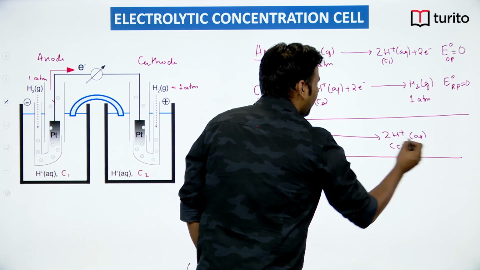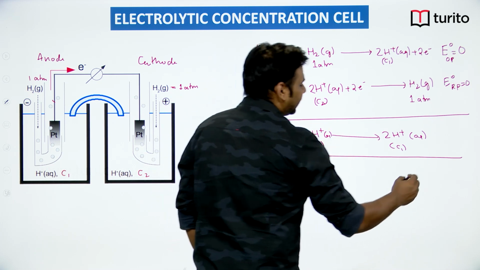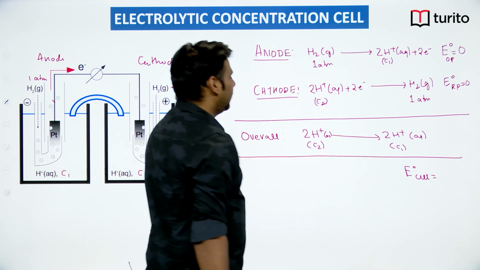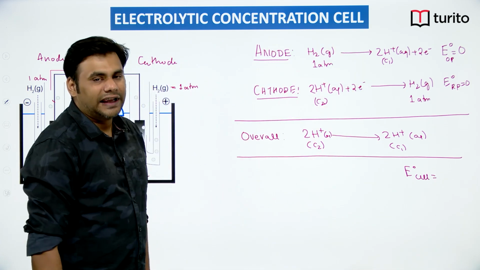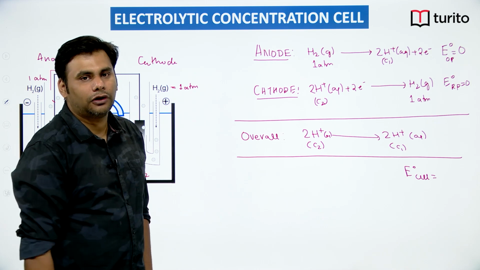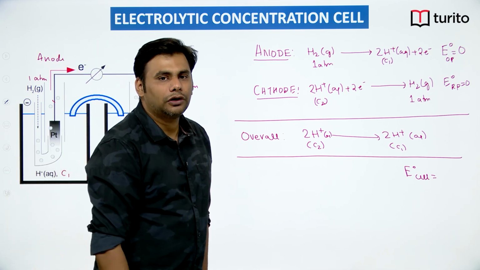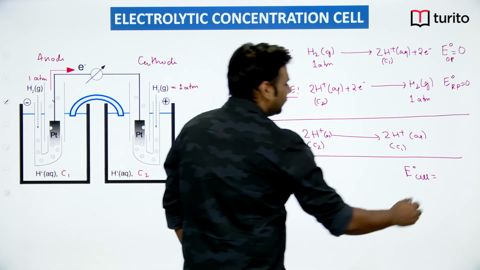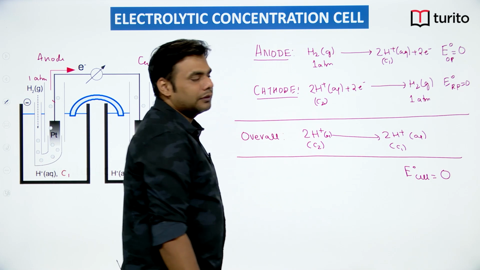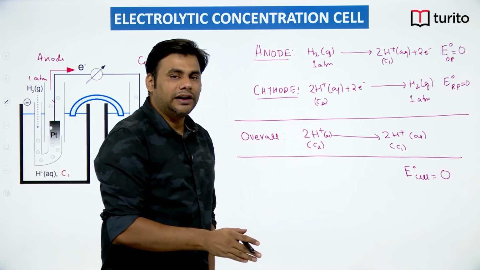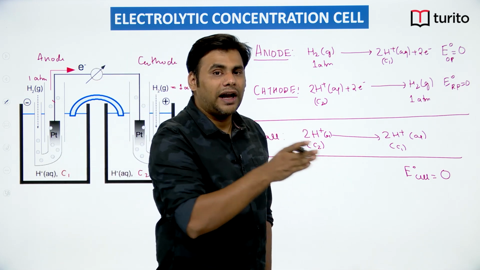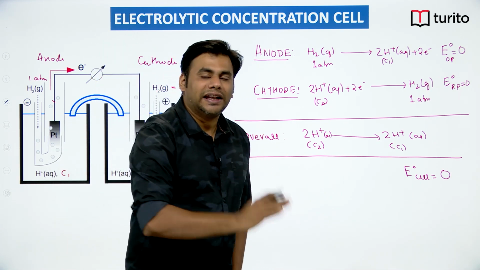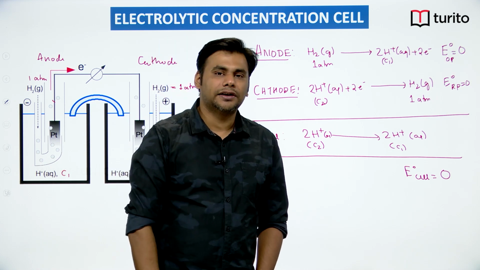Okay. Now the overall E naught cell would be reduction potential of cathode plus oxidation potential of anode, or reduction potential of cathode minus reduction potential of anode, both is 0, so E naught cell would be 0. Okay, because in a concentration cell both cathode and anode are of the same material, so E naught cell for any concentration cell would always be 0.